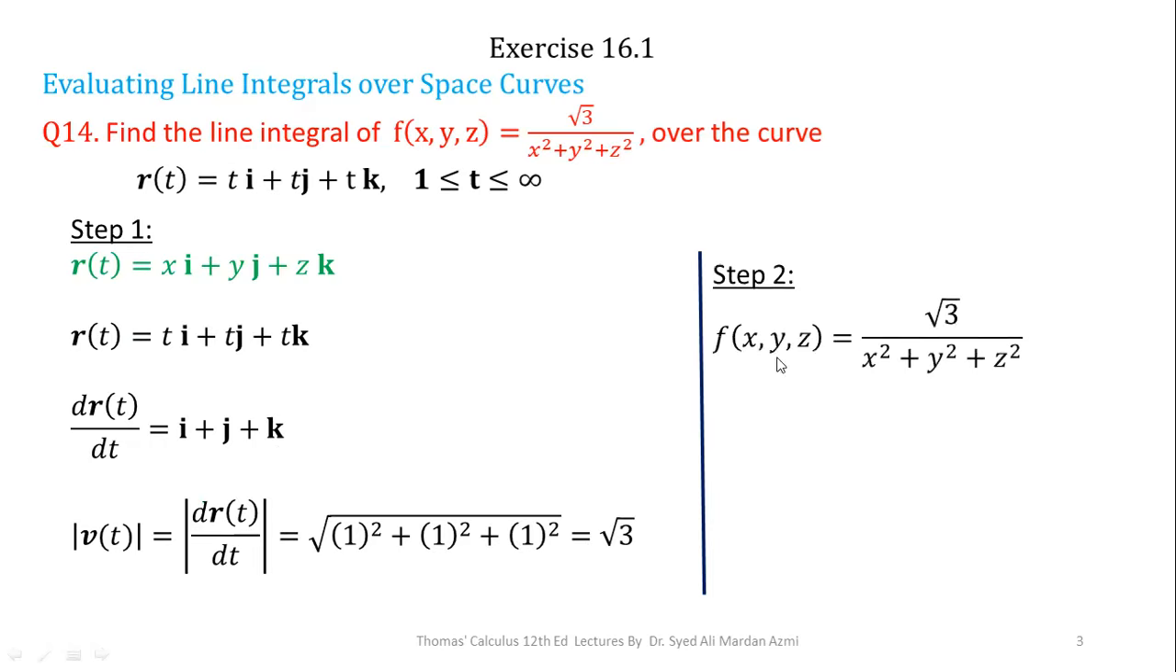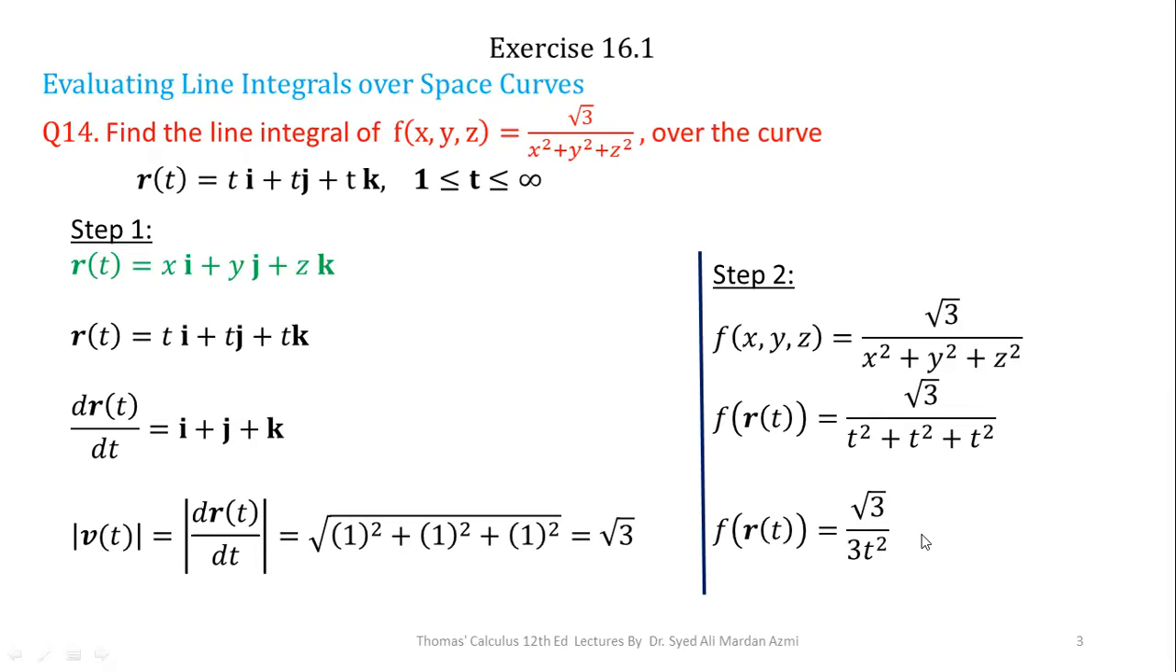Now in step number 2, we will convert our force function, or our given function, in the form of t. As I told you in the beginning, when we compare these things, the value of x is t, the value of y is t, and the value of z is t here. So we substitute the values of x, y, and z here. I got square root of 3 over t square plus t square plus t square, and after simplification, I have square root of 3 over 3t square. So step number 1 is completed. Step number 2 is completed.